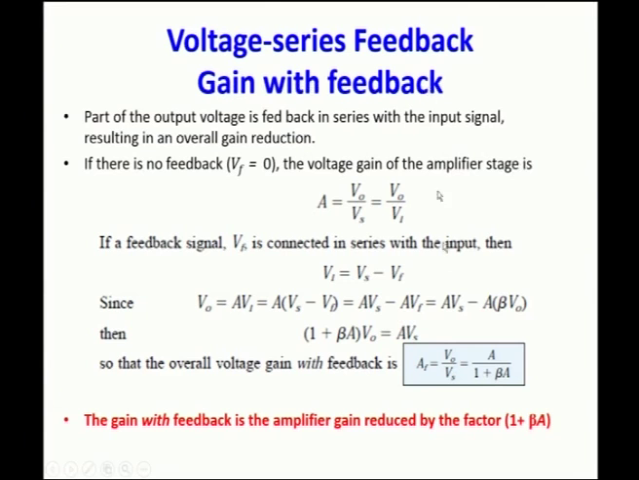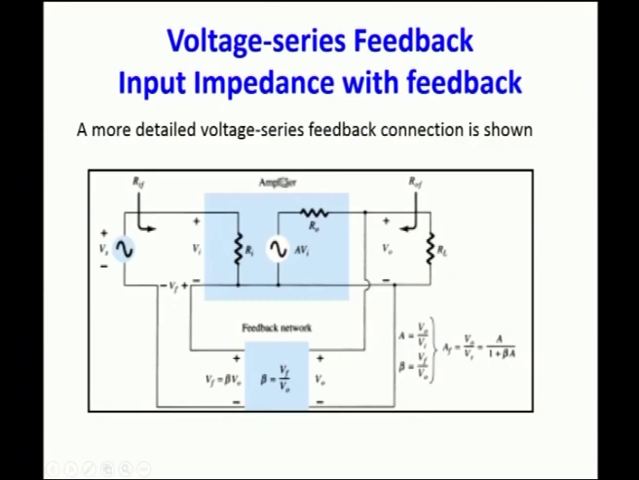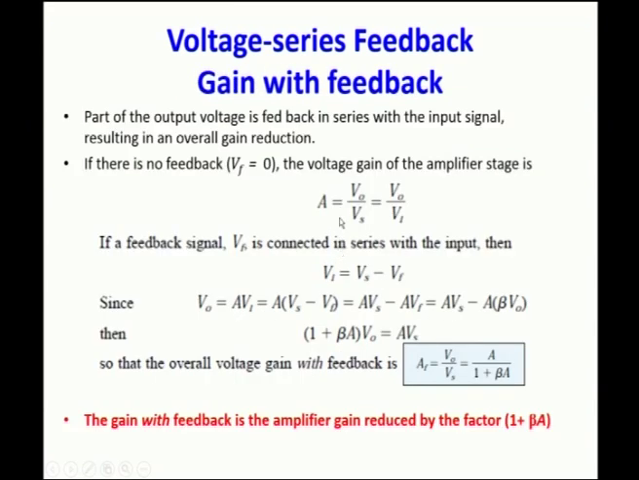Next is voltage series feedback, for which we are going to derive the gain with feedback. We know that for all the networks the gain is reduced. We have seen in general A by 1 plus A beta. The same result is obtained for the gain with feedback for this circuit. It is the detailed circuit for voltage series feedback. So, it is the gain of the voltage series feedback network with the feedback.